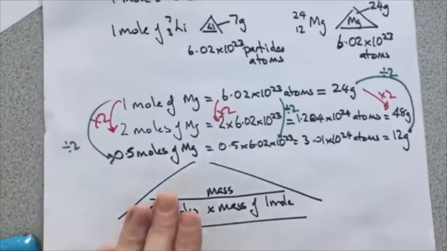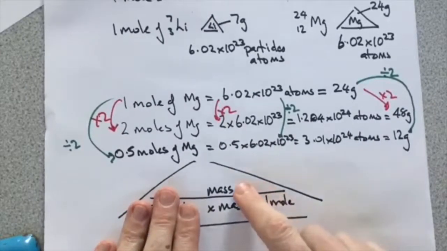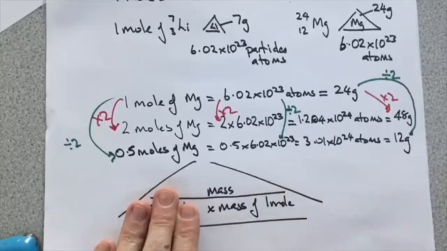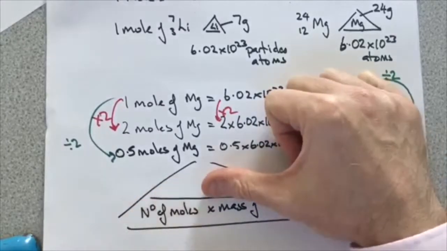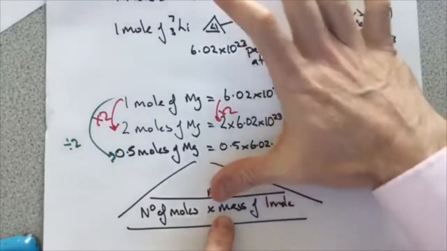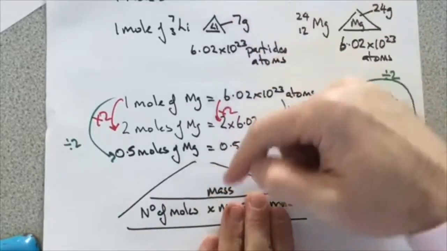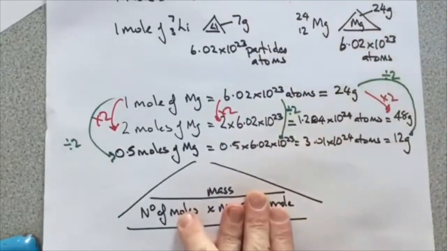If I want to find the number of moles, I cover that over. Number of moles is the mass divided by the mass of 1 mole. If I want to find the mass, cover it over: number of moles times the mass of 1 mole. If I want to find the mass of 1 mole, I take the mass and divide it by the number of moles.